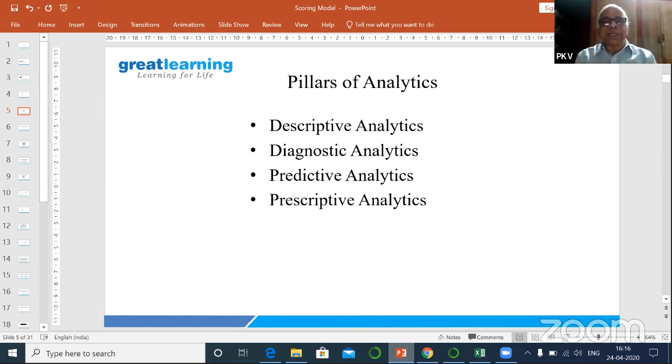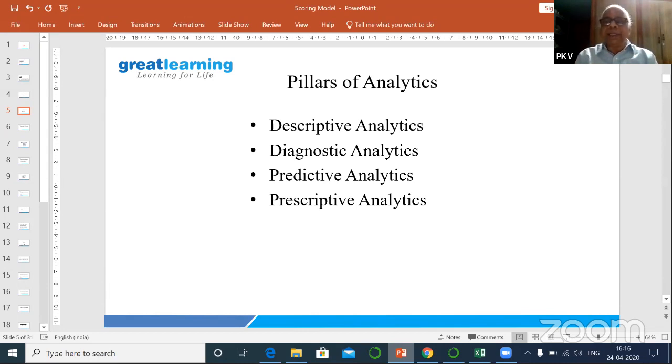Descriptive, diagnostic, predictive, and prescriptive. You don't have to always go in this order. You can directly go from descriptive to prescriptive. It depends on the nature of the problem. Otherwise, you will have to explore data, do some descriptive, find out some reasons, patterns, then predict, then give prescription. This is how this whole thing goes.